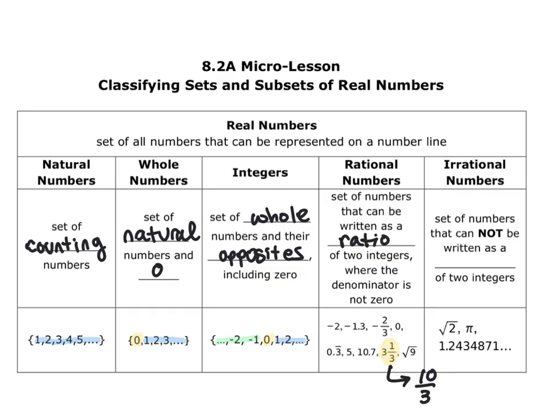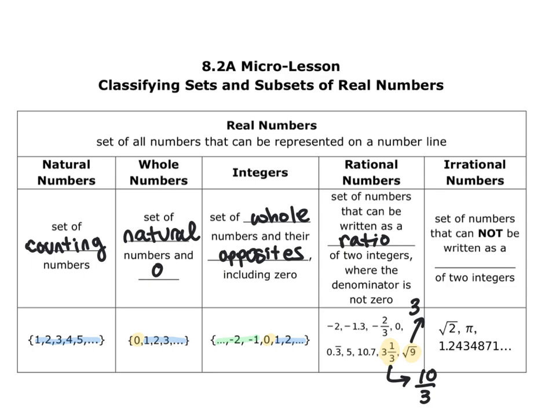Also, check out this one over here, the square root of 9. You might be thinking, well, square roots, I don't know if those are rational. This one is because this is actually just 3. Right? In fact, 3 is a natural number. So that's something you need to consider: what other sets could this number belong to? Because the square root of 9 is rational, but it's also an integer, it's also a whole number, and it's also natural. Numbers can belong to more than one set.